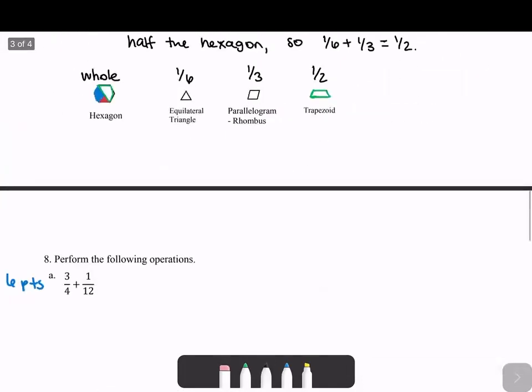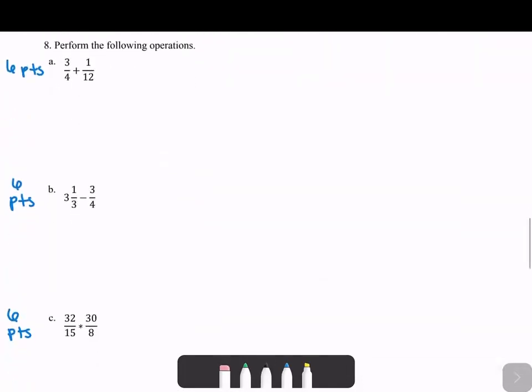Okay, number 8 is a lot of fraction operations. Whenever you're doing this, you shouldn't ever on any of the problems just put the answer. You need to show your work. So when you add fractions with unlike denominators, the first thing you need to do is get a common denominator. So 3/4 plus 1/12 is the same thing as 9/12 plus 1/12, and then we just add straight across and simplify if possible.